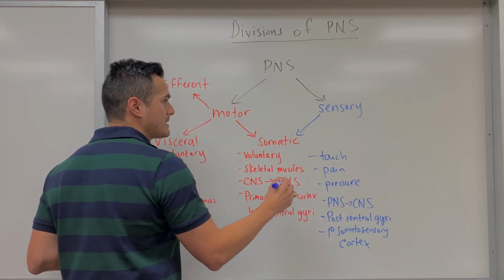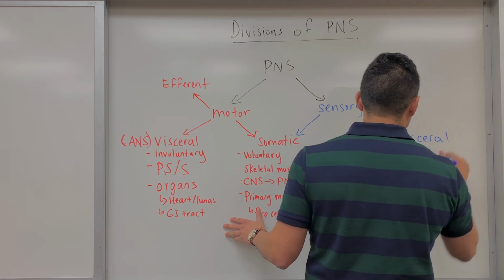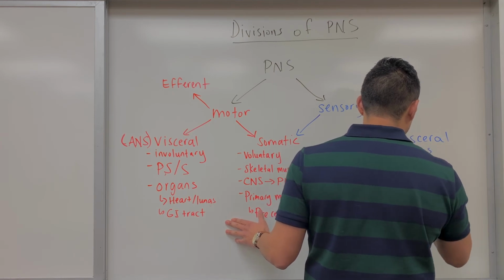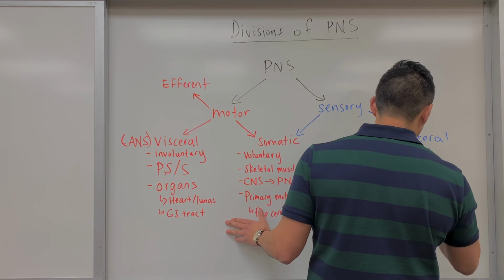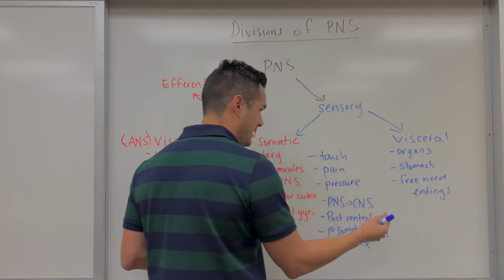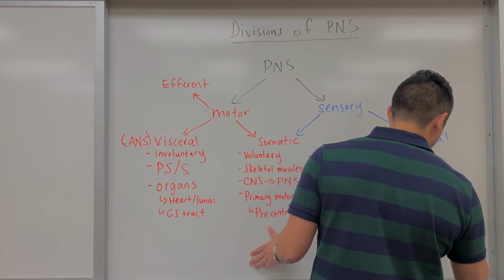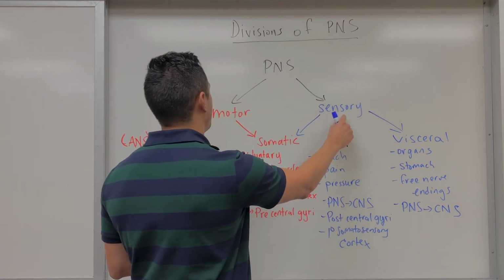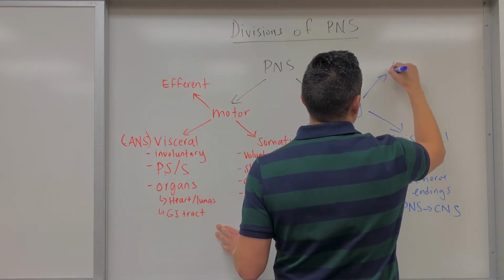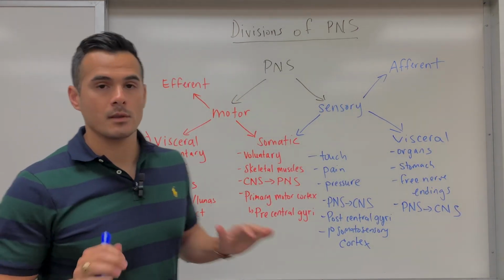Okay, so the last one to discuss here is the visceral sensory. The visceral sensory, this is referring to what? It's referring to our organs. So for instance, within the stomach, if you stimulate some of the free nerve endings, that signal will be transmitted from the stomach all the way to the brain. So once again, we're going from the peripheral nervous system to the central nervous system. And once again, what's the other term to describe the sensory division? We don't say that it's efferent, we say that it's afferent. Okay, so that's going to do it for this lecture.